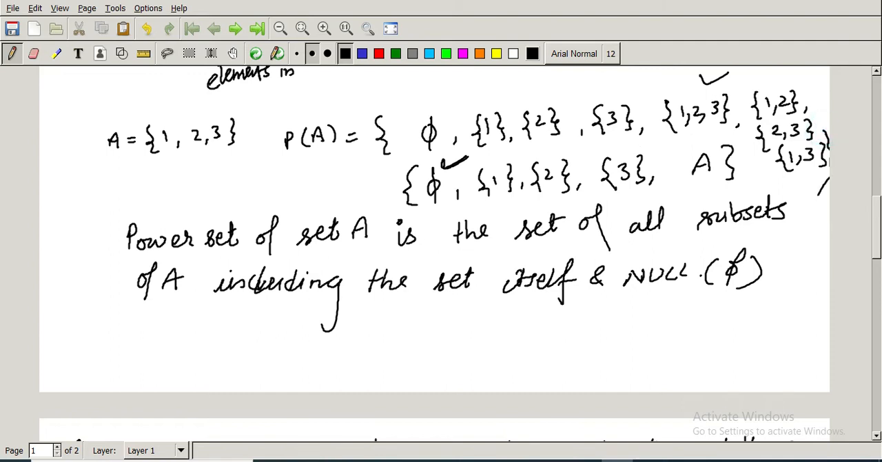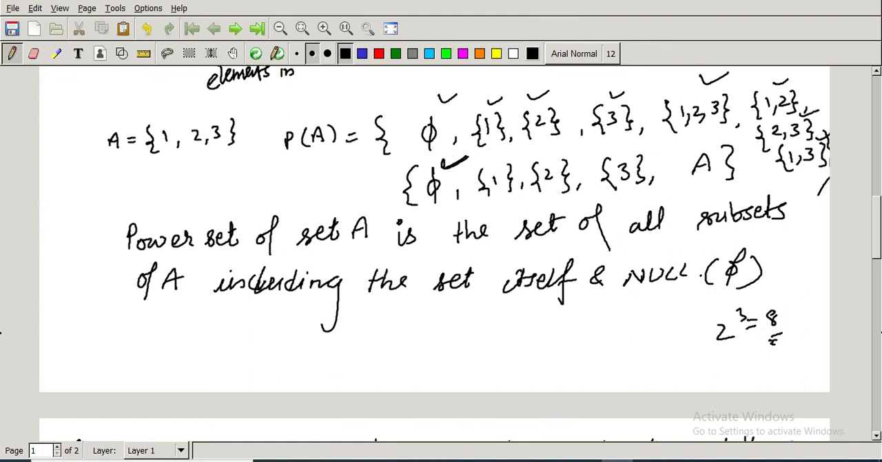Now this is the power set of, because the individual elements and the group of these elements, right? 1, 2, 2, 3 and 1, 3, taking the pair of 2 and then the whole set and the null set. So that's why you can count here 1 2 3 4 5 6 7 8. So these are the 8 subsets, right?